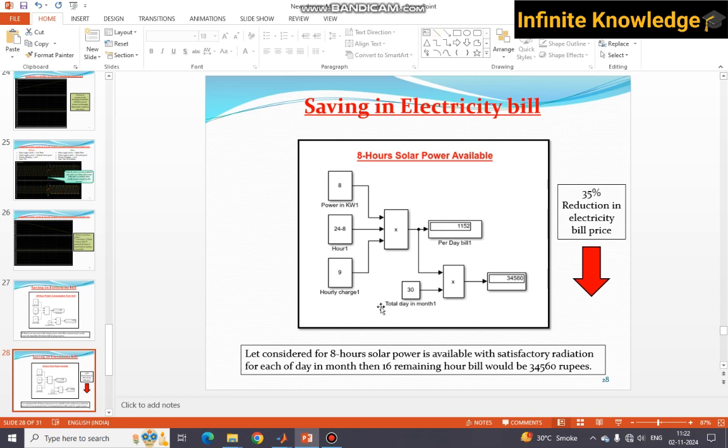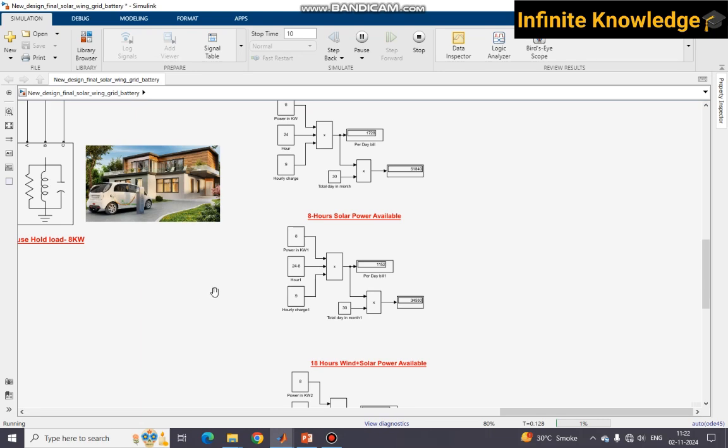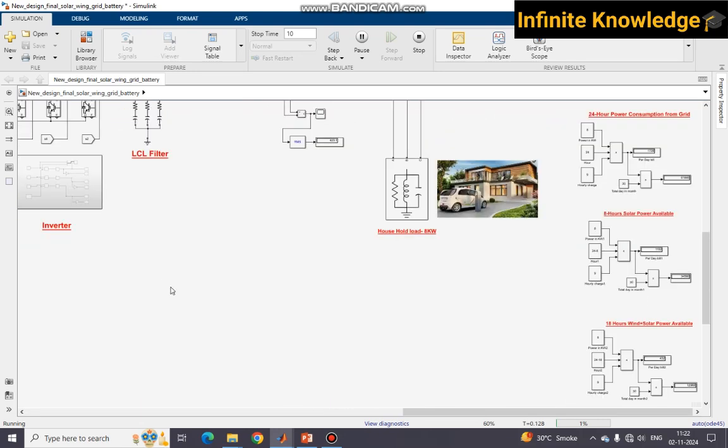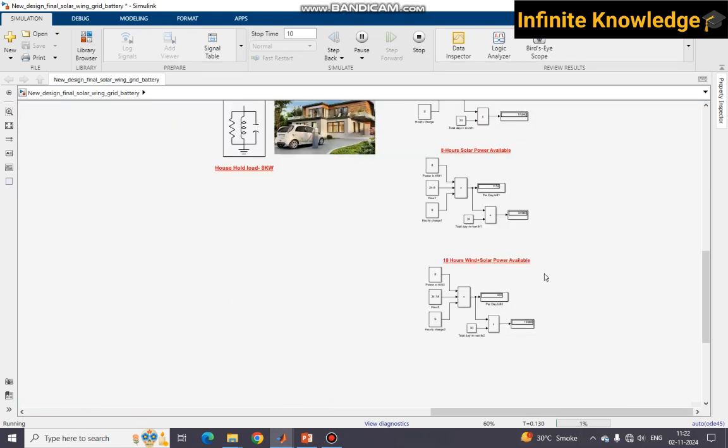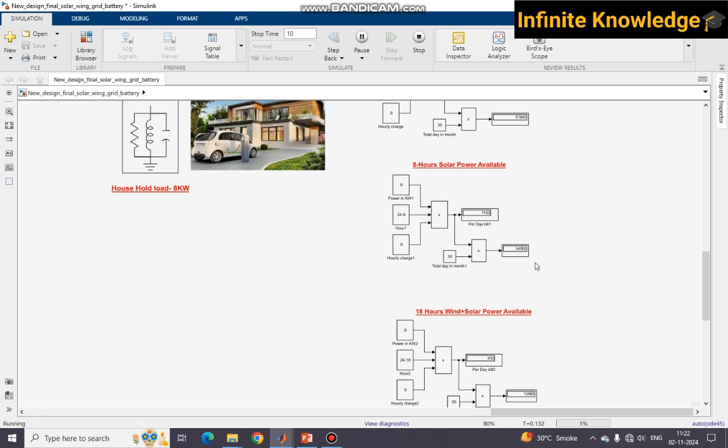Just if you use the solar power available. If you initially invest some amount in the solar, then it reduces your electricity bill by 35%.